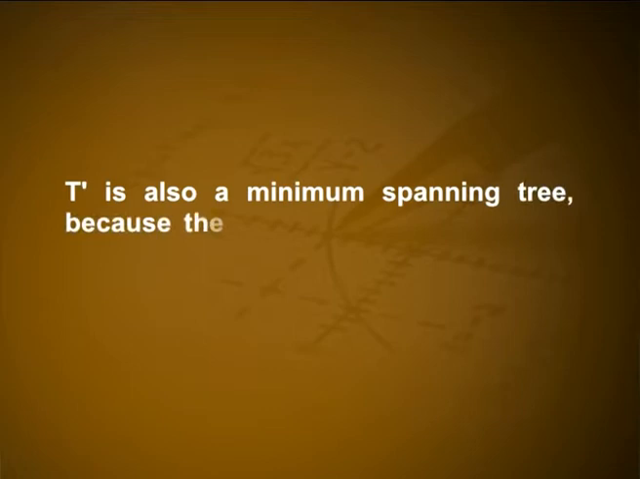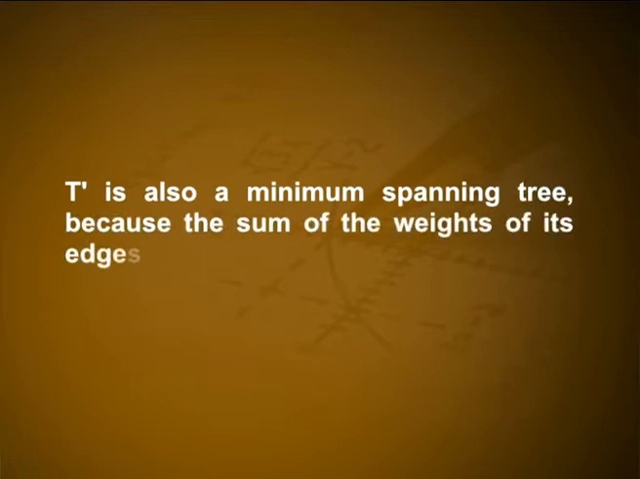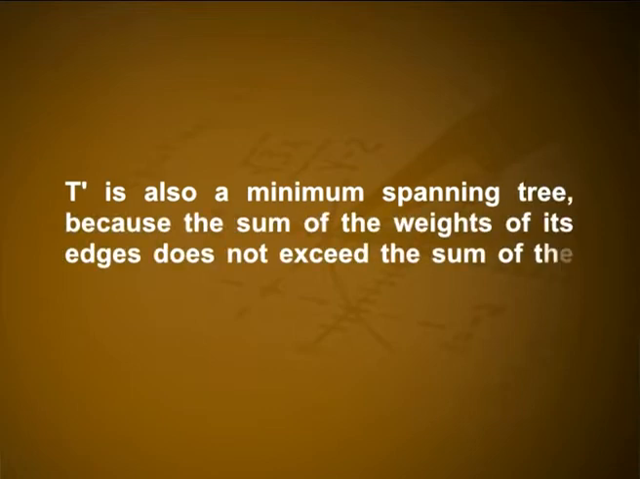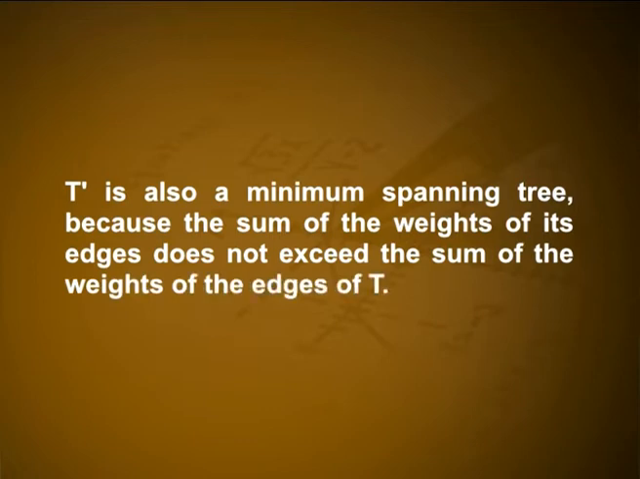Furthermore, because Ek plus 1 was chosen by Prim's algorithm at the k plus 1th step and E was also available at that step, the weight of Ek plus 1 is less than or equal to the weight of E. From this observation, it follows that T dash is also a minimum spanning tree, because the sum of the weights of its edges does not exceed the sum of the weights of the edges of T.